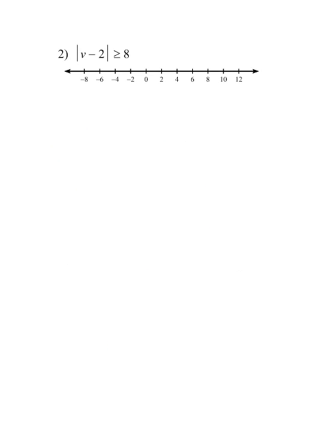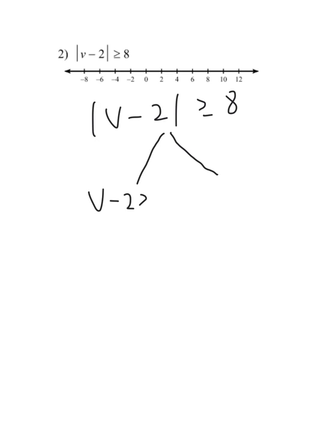Here is another example. This is problem number 2 from your worksheet. We have the absolute value of v minus 2 is greater than or equal to 8. Whenever you have absolute value, you need to think, I have two cases. Whether it's an equation or an absolute value inequality, there are two cases. The first case is just working out the problem like there's no absolute value there. And the second case is we change the right-hand side to the opposite.